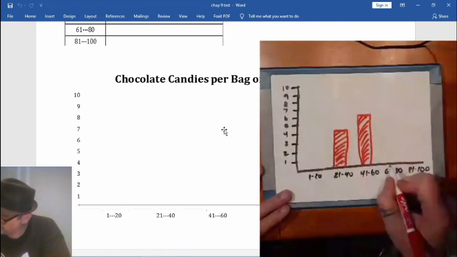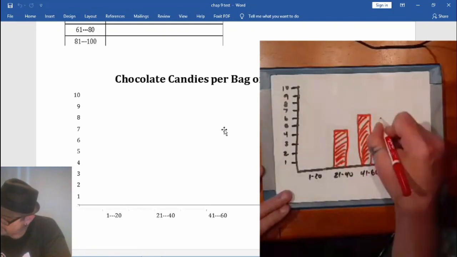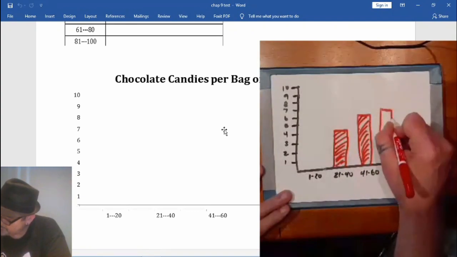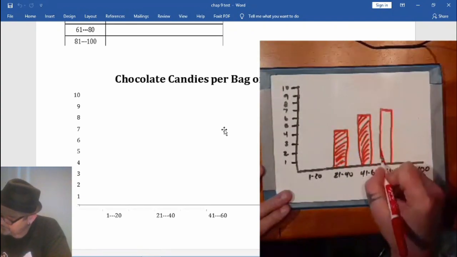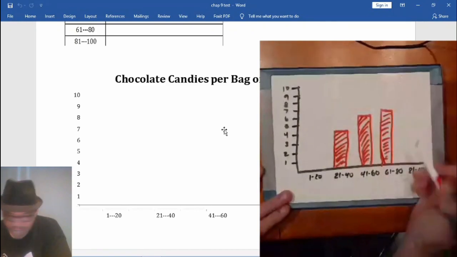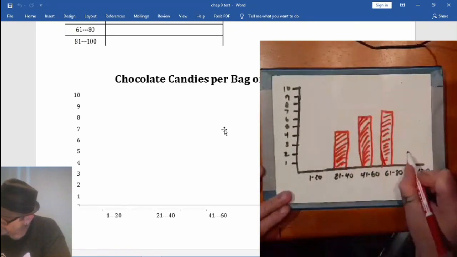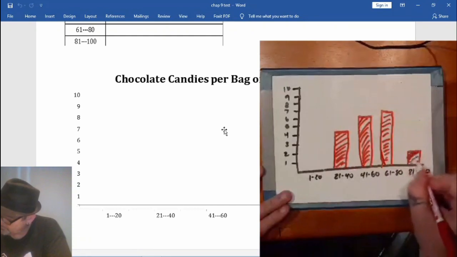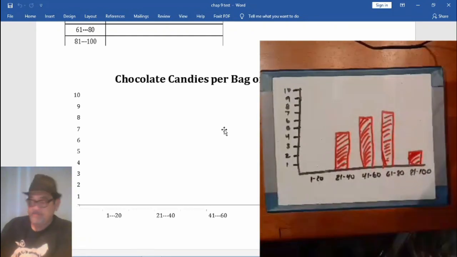61 to 80, there were 7. So this goes up to here. That's not very good drawing. I'm sorry. There we go. And then 81 to 100, there were 2. Okay? That's how you would do it, guys.